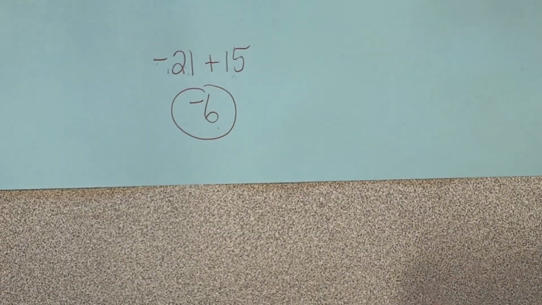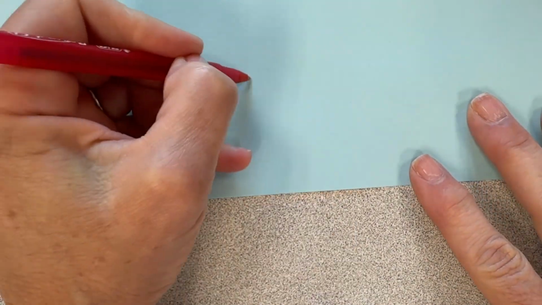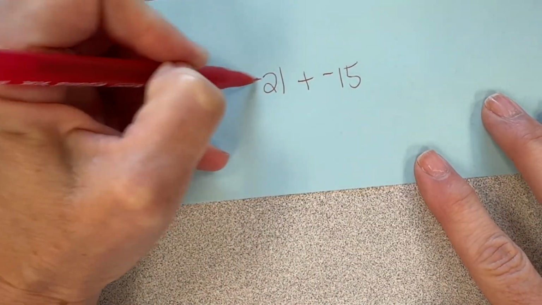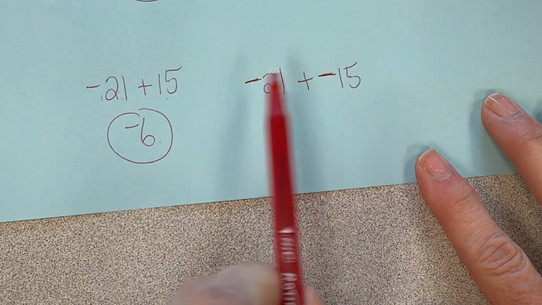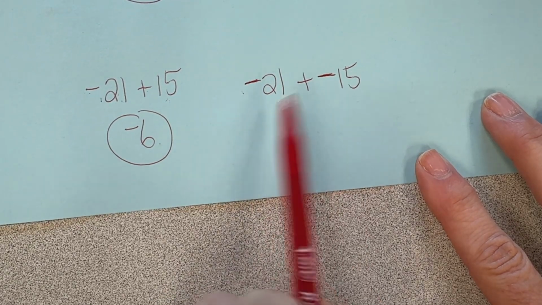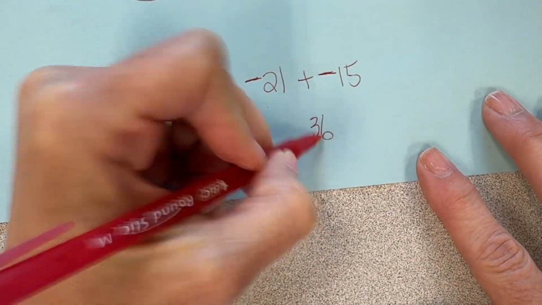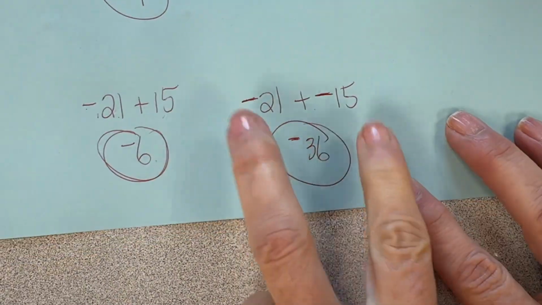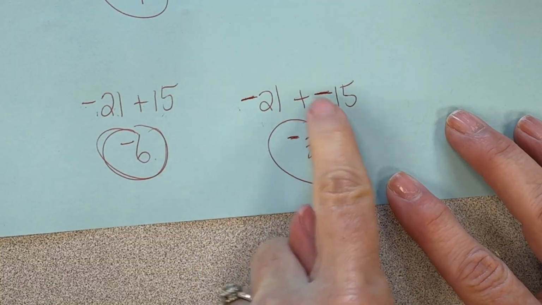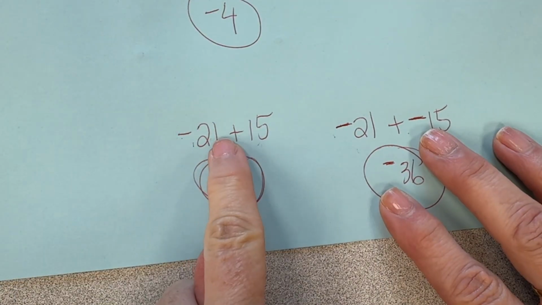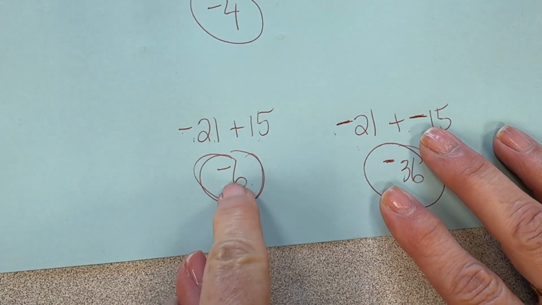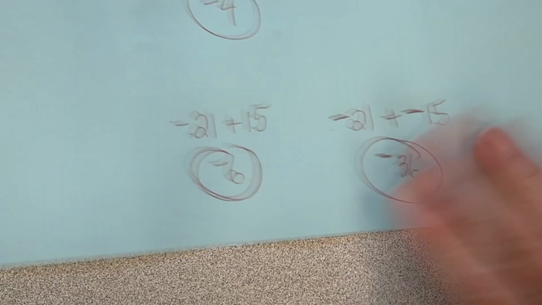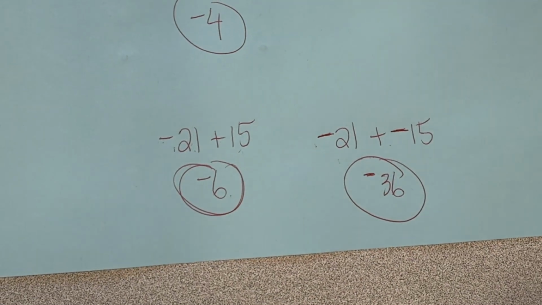Now, let's review what we did yesterday. If this was negative 21 plus negative 15, remember, same sign, both negative. You add them. 21 plus 15 is 36. Keep the sign of the originals. See the difference? Same sign, add, keep the original sign. Different signs, subtract, keep the sign of the larger number. Okay, so let's practice that today and see if we can get this straight.